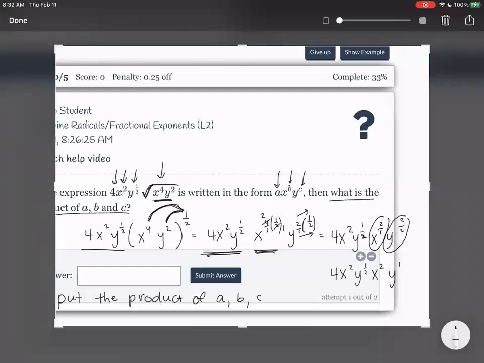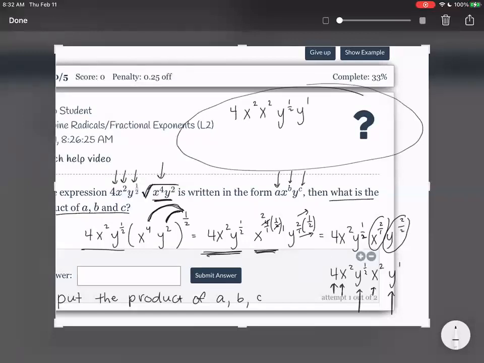All right, so I'm going to continue the work on this spot just because it's where I have space. So I'm going to group the, okay, let me just write the 4 first. And then now I'm going to group the x's. So I got x squared and another x squared. I'm just going to write them out first. And then I have a y to the power 1/2 and a y to the power 1.